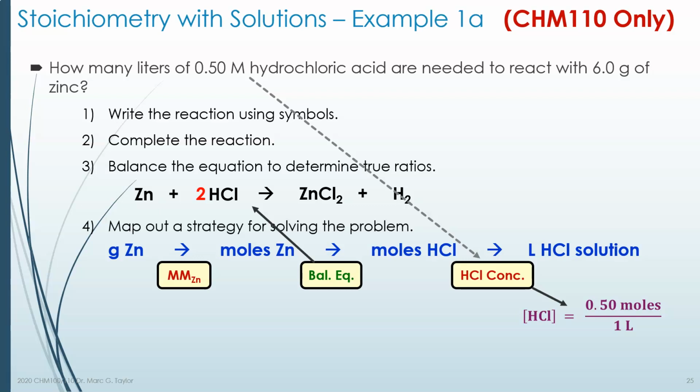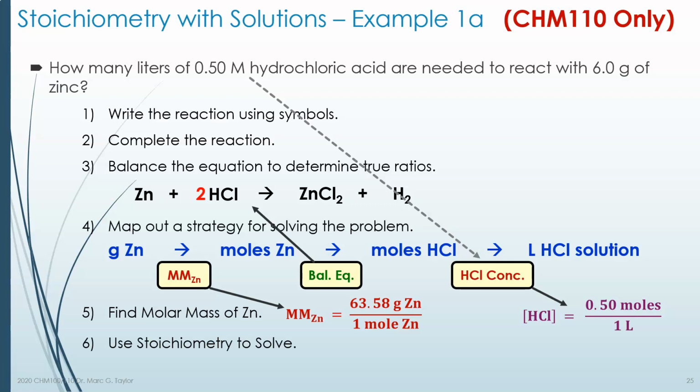And we can either use it right side up or upside down, just like we can do with the molar mass. So now we have all the conversion factors we need for the problem. We look up the molar mass of zinc, which just happens to be 63.58 grams per mole, or 63.58 grams of zinc per 1 mole of zinc, and we can use that right side up or upside down as always. And then our balanced equation coefficients, we already know all of the possible combinations from the formula. And now we can use stoichiometry to solve it.